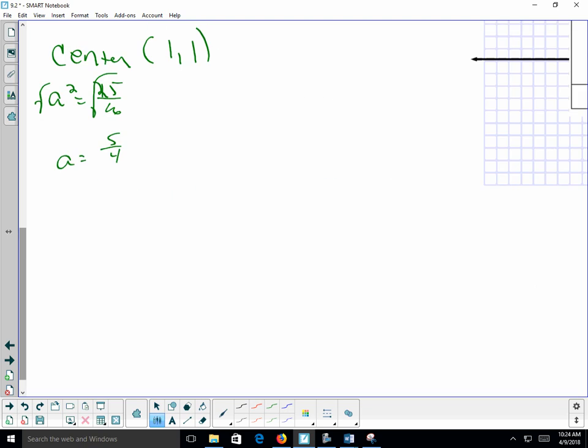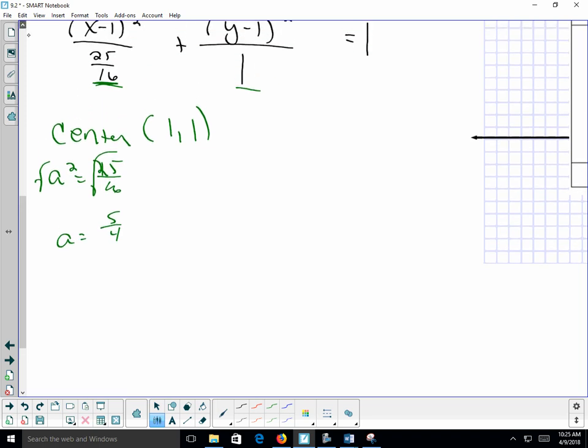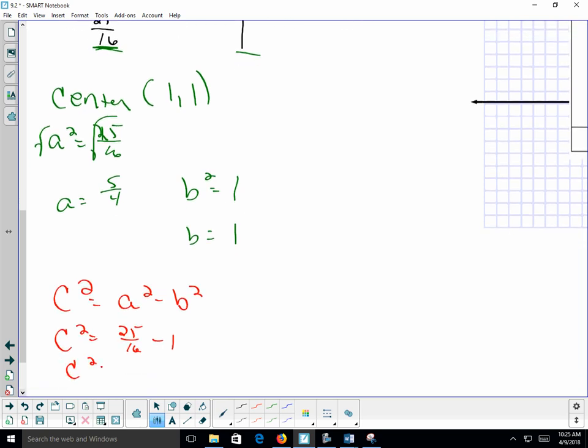When I go to do b, b squared was equal to 1. So b is equal to 1. And then I'm going to look at my formula sheet and see that c squared is equal to a squared minus b squared. So c squared is equal to 25/16 minus 1. So c squared is equal to 9/16. So c is equal to 3/4.